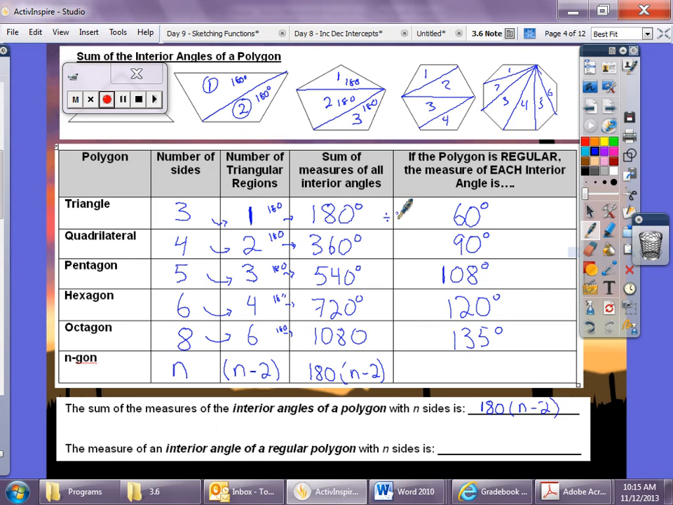So this is divided by 3, divided by 4, divided by 5, divided by 6, divided by 8, divided by n. So this is going to be 180 times n minus 2, divided by n, and that will give us each interior angle of a regular polygon with n sides.